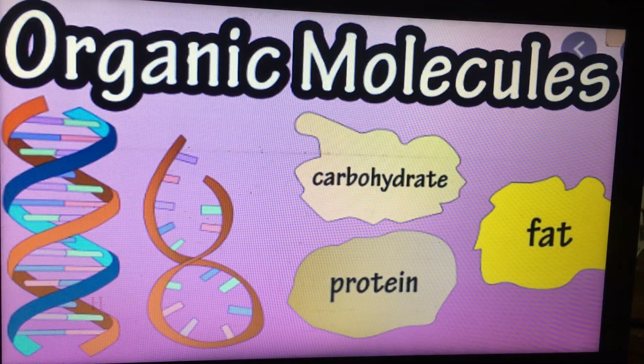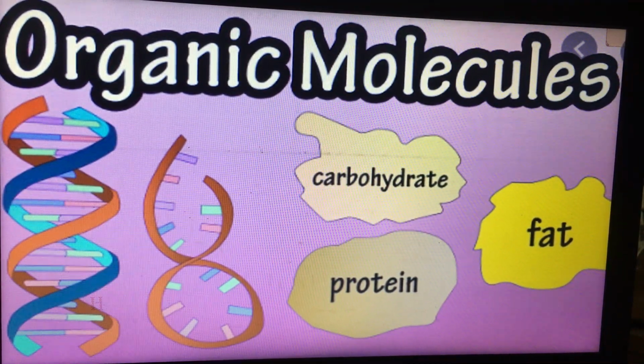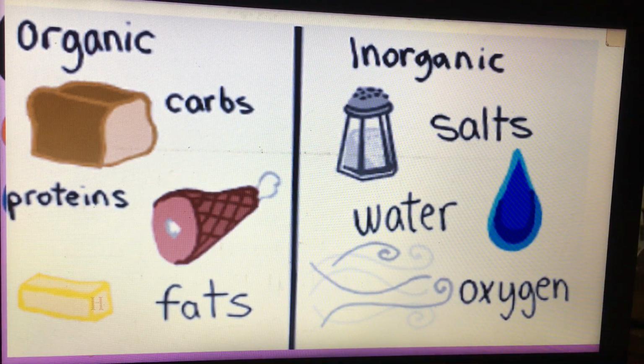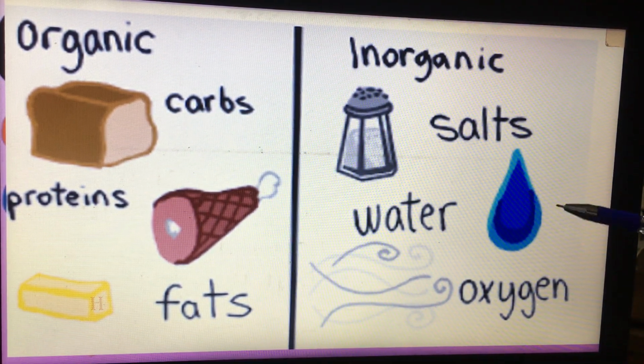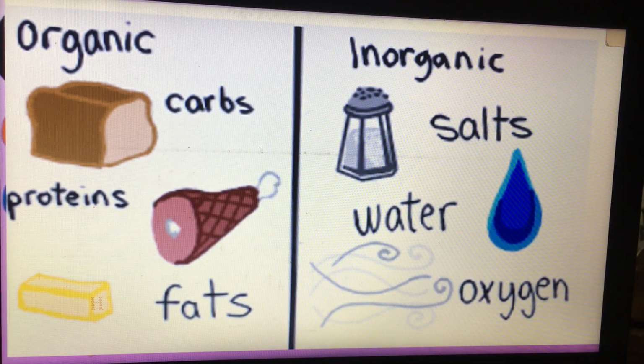So now you have to know that living organisms contain organic and inorganic molecules. So living things need organic, and also they need inorganic molecules. Organic such as carbohydrates, proteins, fats, and inorganic such as water, oxygen, and some salts. So living organisms contain organic and inorganic molecules.